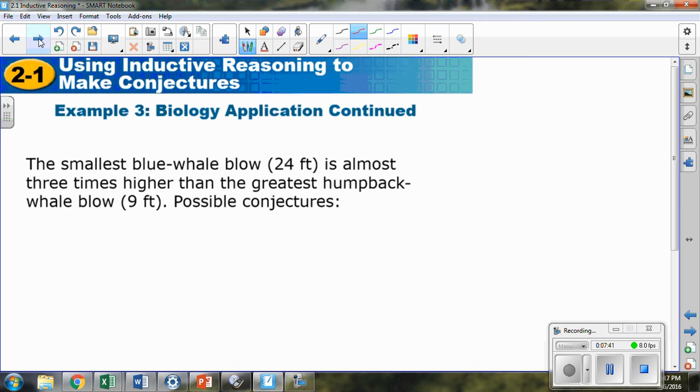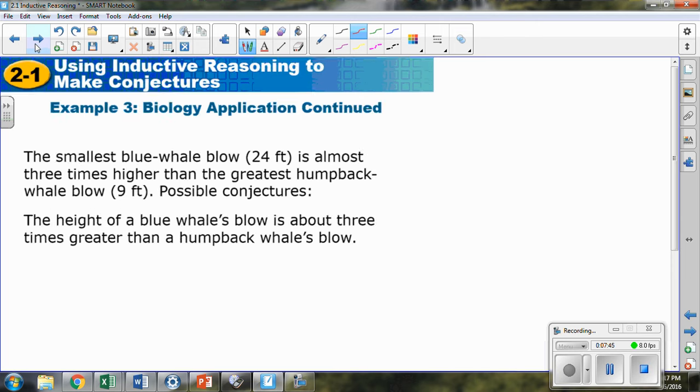Recognizing types of conjectures that we can look at, one possible guess, based on using the numbers, the smallest blue whale blow was 24, the largest humpback blow was 9, and so one possible conjecture, well, we could take 9 times 3 and get something a little bit bigger than 24. One possible conjecture is to simply use an equation and say it's about 3 times as big.